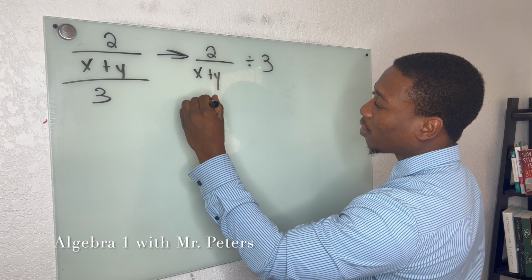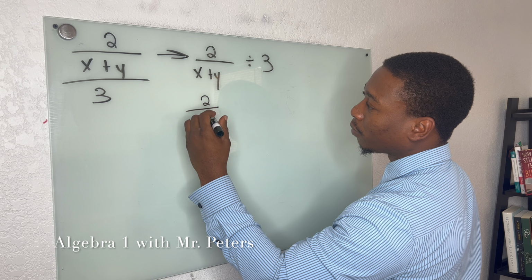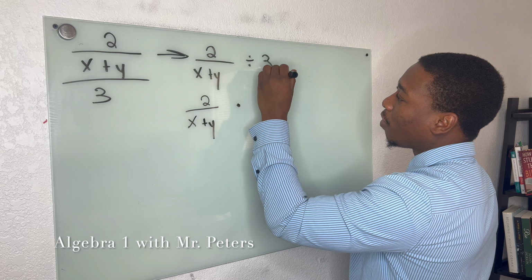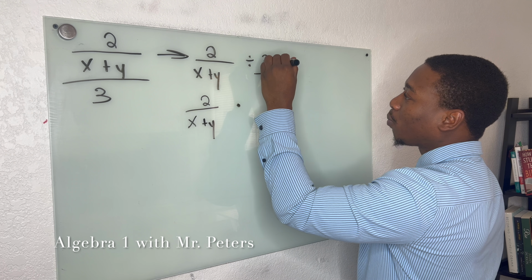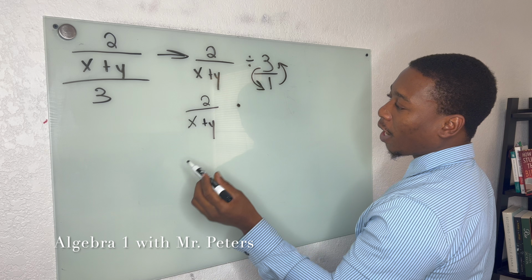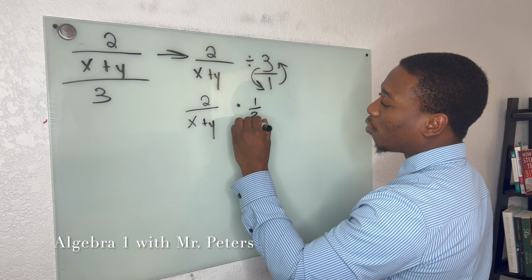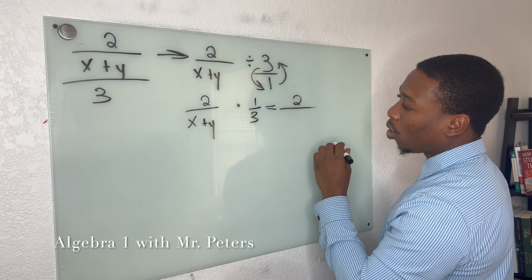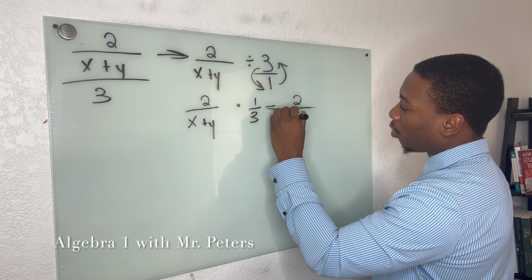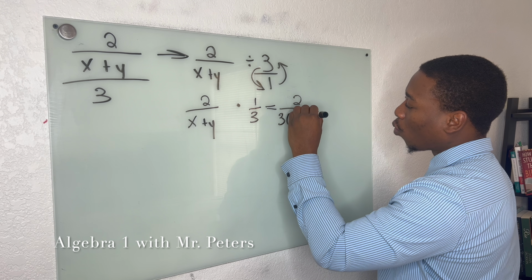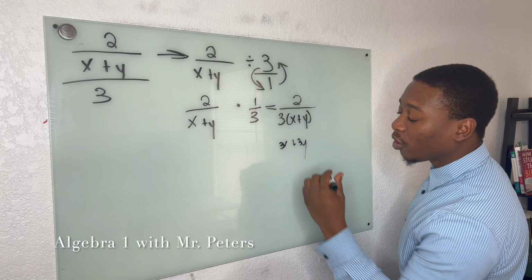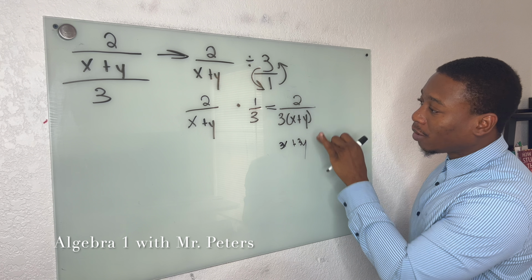So if I keep this the same, change my division to multiplication, and then make this a fraction and take the reciprocal, right? We're now going to multiply this by 1 over 3. So once I do that, my final answer will be 2 over 3 times x plus y. If you want to simplify it to 3x plus 3y, you can, but just understand that these two are the same.